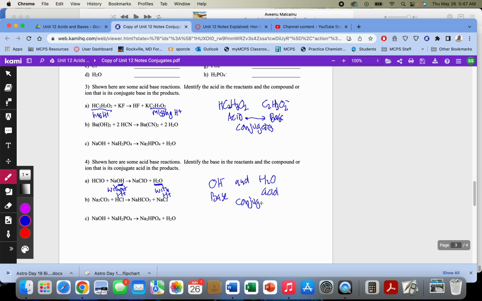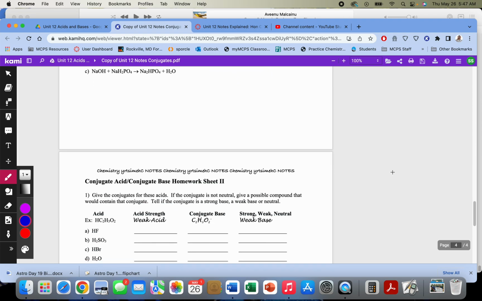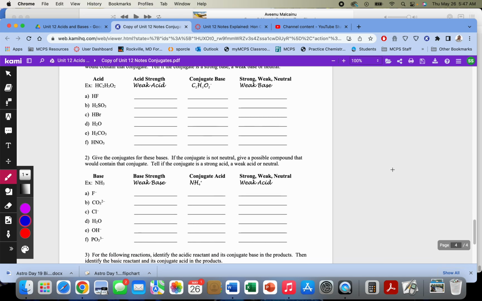Now, obviously, the other pair is also a conjugate pair, but it's in the other direction. So HClO would be an acid, and ClO minus would be its conjugate base. Right? So yay us. What else do we have here? Oh yes, we need to identify strength.